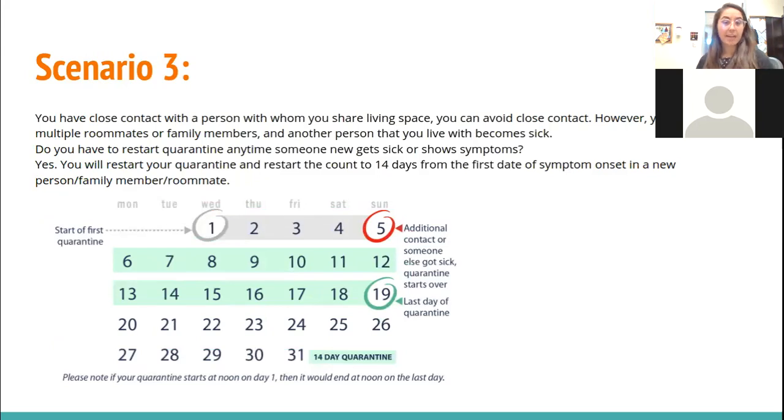Okay, so scenario 3. You have close contact with a person with whom you share living space, and you can avoid close contact. However, you have multiple roommates or family members, and another person that you live with has now become sick. Do you have to restart the quarantine anytime someone new gets sick or shows symptoms? Yes, you do. So you need to restart your quarantine and restart the count to 14 days from the first date of symptom onset in a new family member or roommate. So if you started quarantine on the 1st and another roommate gets sick on the 5th, then you would have to quarantine 14 days from the 5th. So your last day of quarantine would be the 19th.